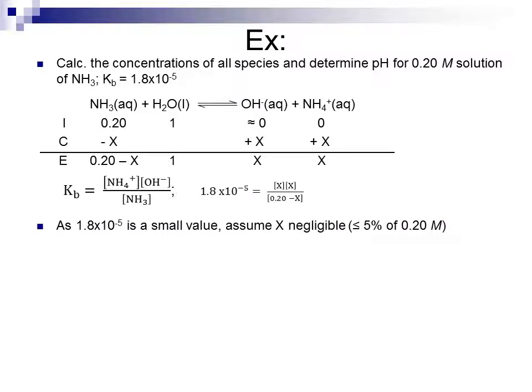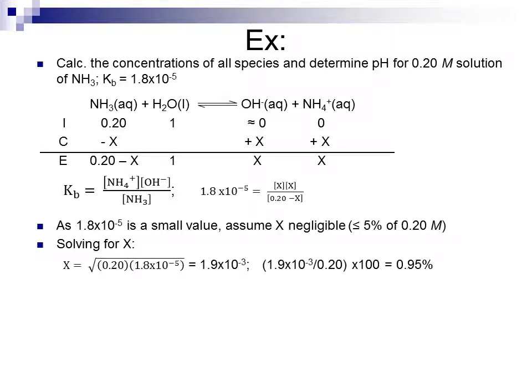Because 1.8 times 10 to the minus 5 is a relatively small value, we can make the assumption that x is negligible, predicated on the same idea that it has to be within 5% of 0.2 molar. So solving for x, ignoring the minus x in the bottom, our x value is equal to the square root of 0.2 times 1.8 times 10 to the minus 5. This gives us 1.9 times 10 to the minus 3 as our hydroxide concentration. 1.9 times 10 to the minus 3 divided by 0.2 as a percentage is only 0.95%, which holds our assumption valid.